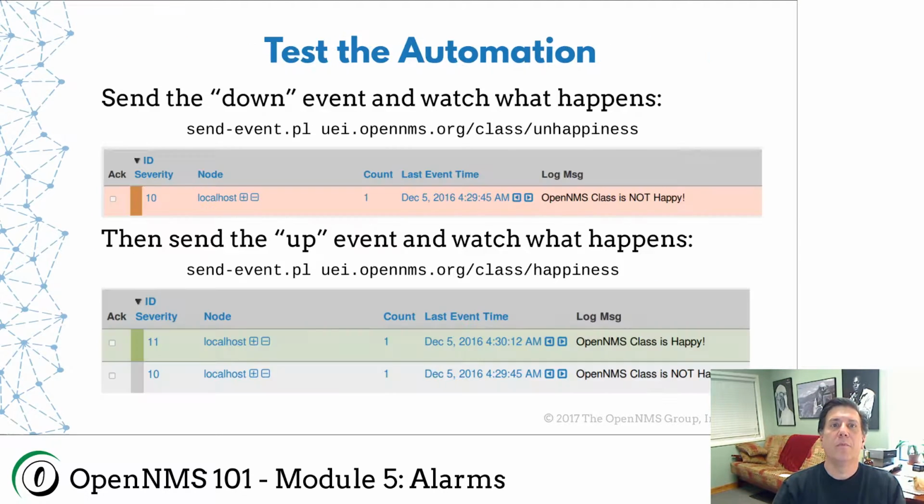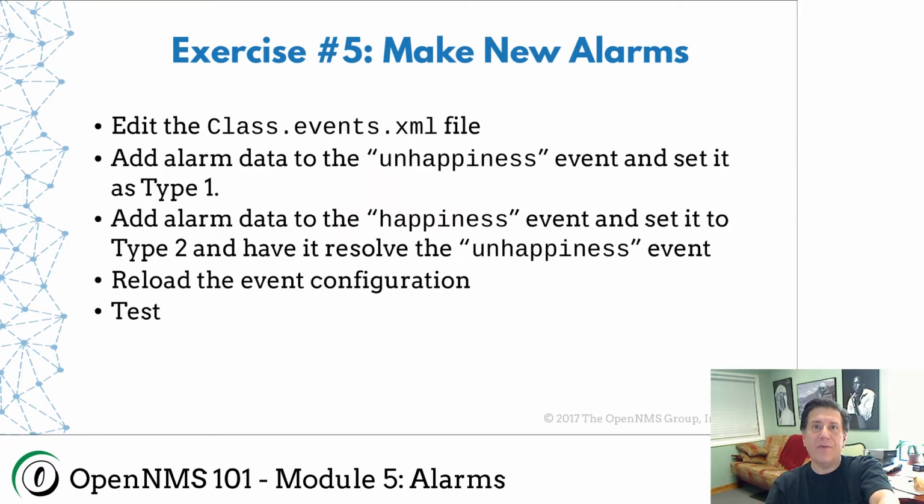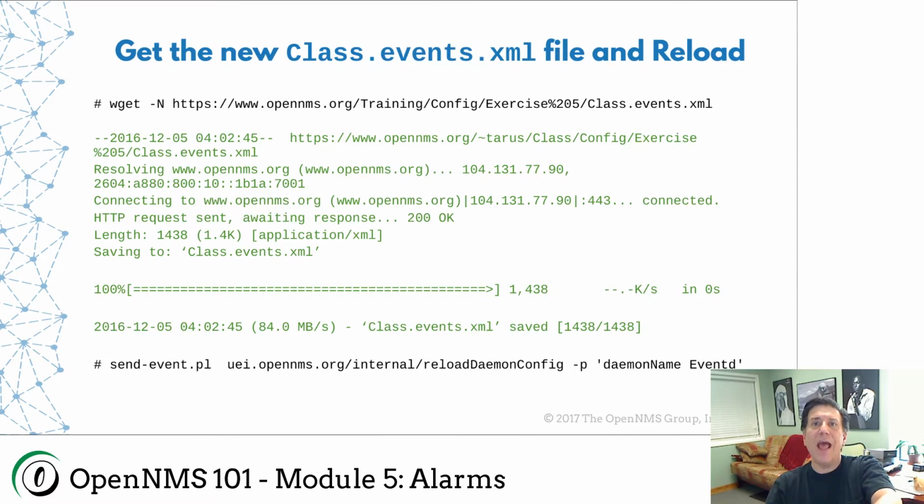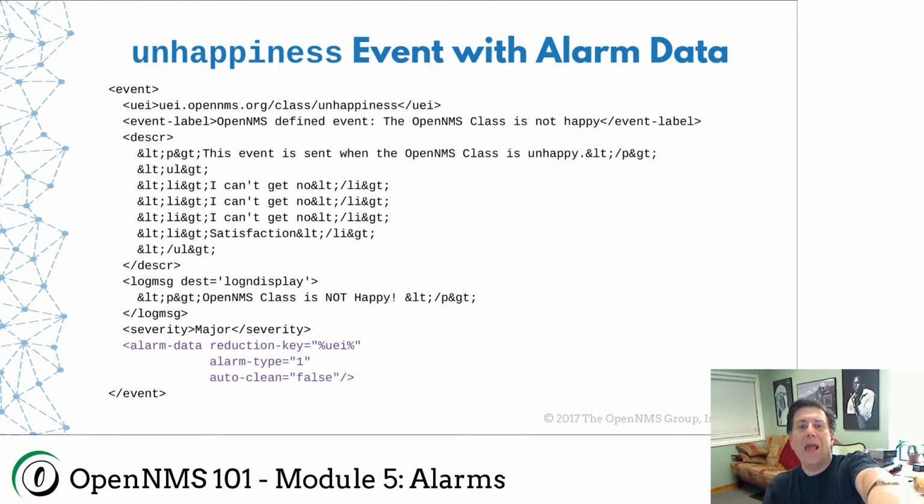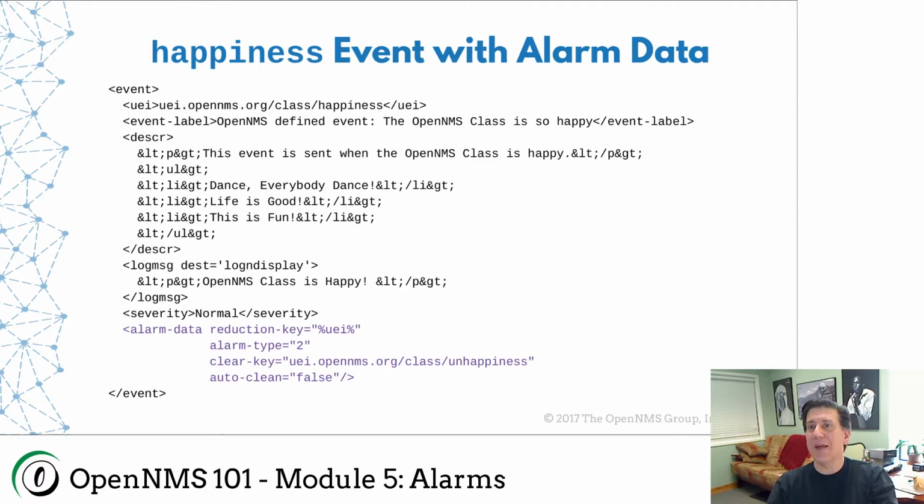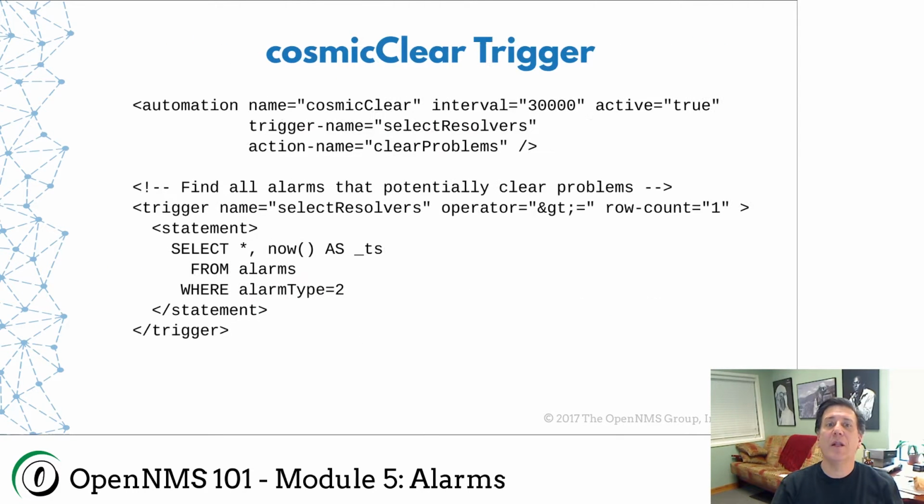So what just happened? We sent the unhappiness event, which created the alarm. The unhappiness event came in, and it had alarm data, so it generated an alarm with an alarm type of 1 and a reduction key of the UEI unhappiness. Then we sent the happiness event, which came in with a UEI of happiness, but it had a clear key of unhappiness. Now getting back to our Cosmic Clear, select star from alarms where alarm type equals 2. The up event, the happiness event, was alarm type equals 2.